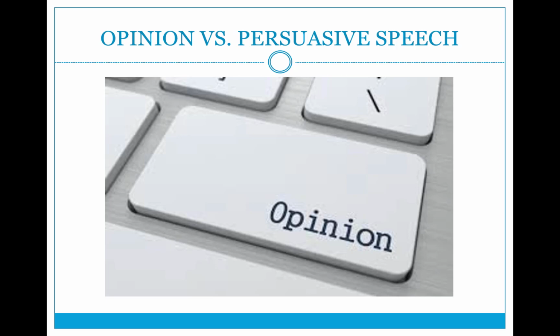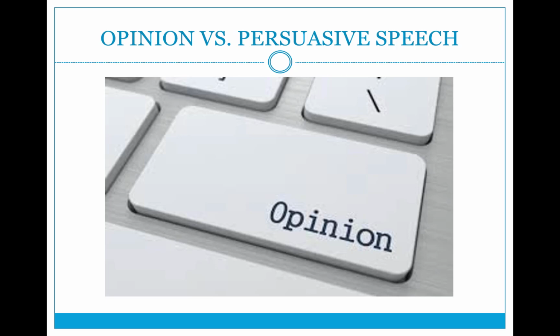So the difference between informative and persuasive is obviously that in informing, you're just giving people information about something. Whereas when you're persuading, you're trying to get them to change their mind or to change their habits in some way to do something differently. So that's really the difference between informative and persuasive speech.